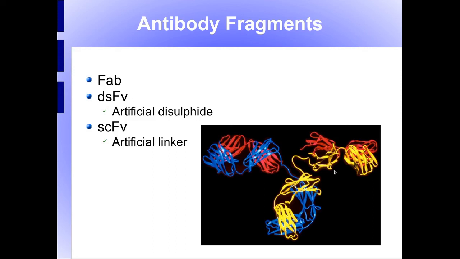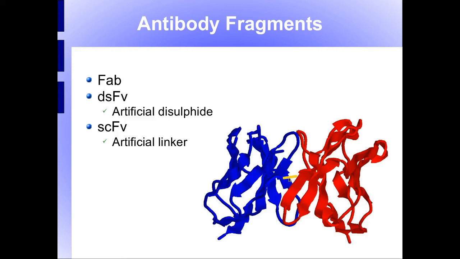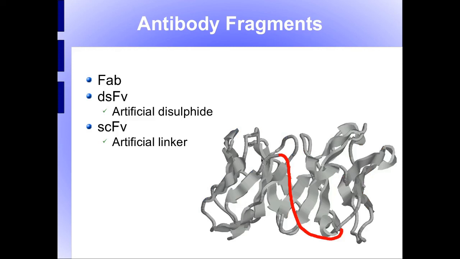What we could also do is take this region, but somehow make it more stable. And one of the things we can do to achieve that is a so-called dsFV, where an artificial disulfide is introduced to link the two chains together. The other thing that we can do is known as an scFV. This is a single chain FV, where an artificial linker is used to link either the C terminus of the light chain to the N terminus of the heavy chain, or vice versa. With these linkers, if we make the linker much shorter, such that it can't span this distance, we can end up producing bivalent antibody fragments.